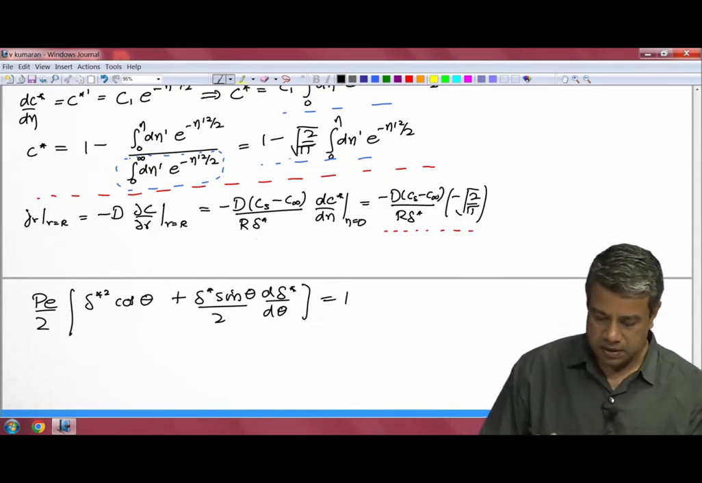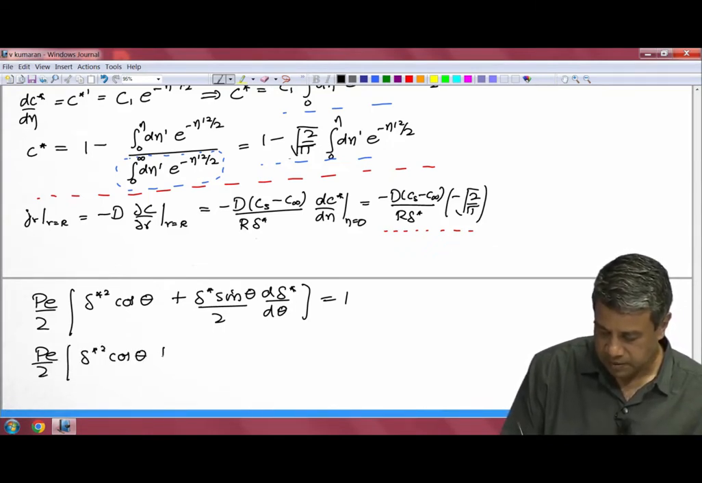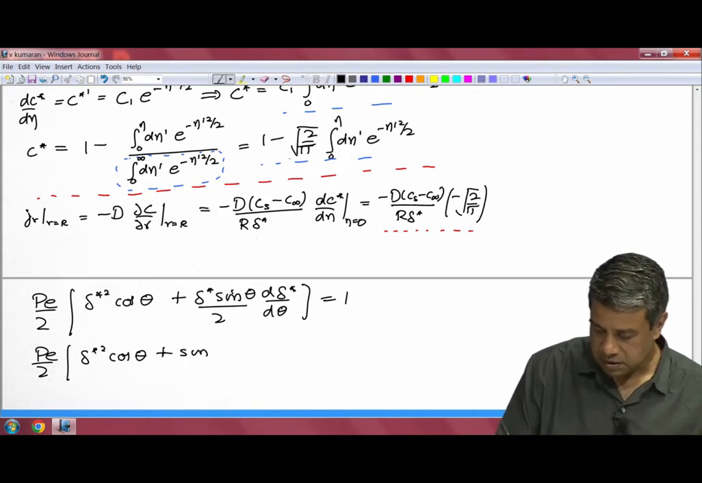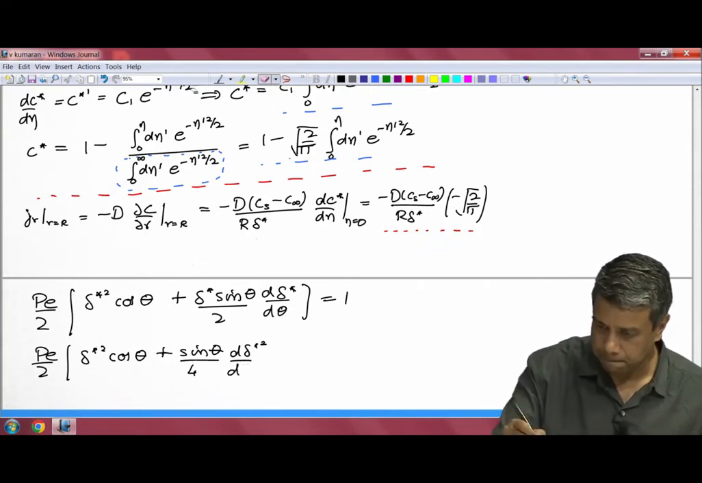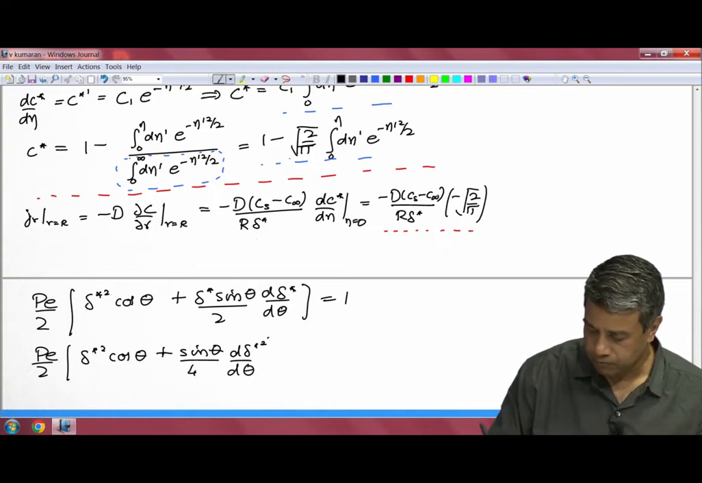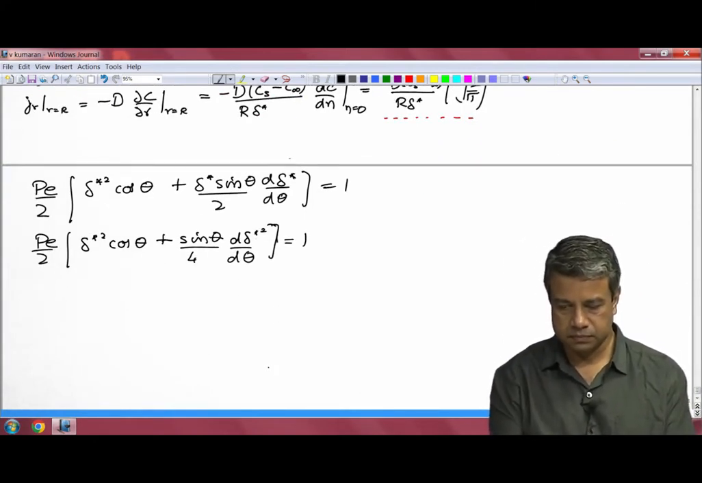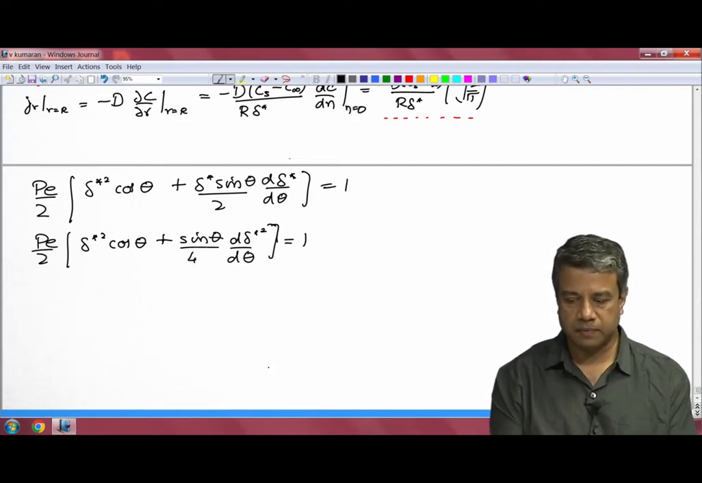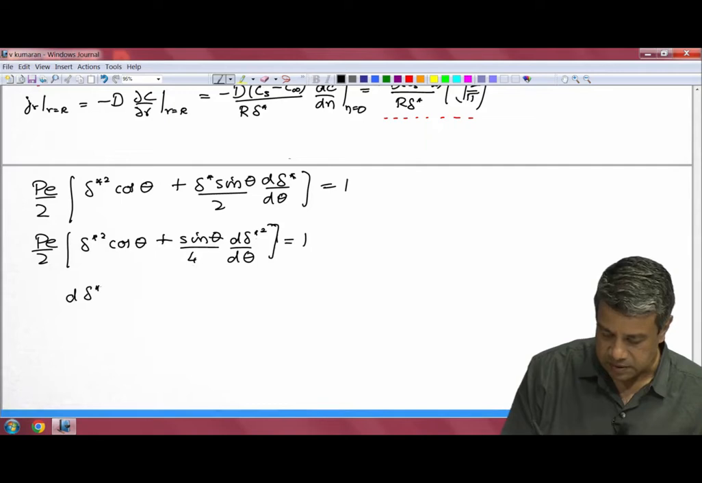I can rewrite this equation as Pe by 2 into delta star square cos theta plus sin theta by 4 d delta star square by d theta is equal to 1, and I can divide throughout by the prefactor of d delta star square by d theta to get this expression.